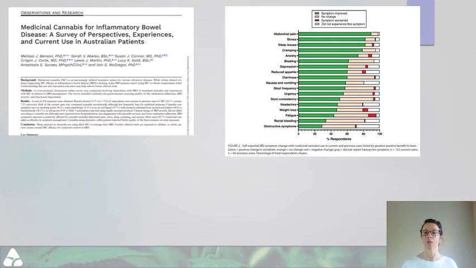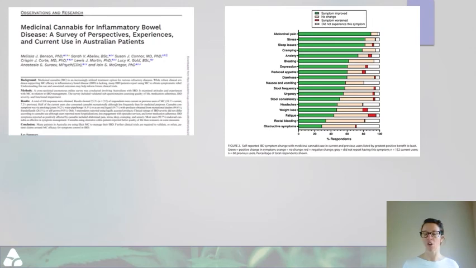They asked people what symptoms specifically are improved by their cannabis use. You can see the green bars here denote those which are improved, and the red is symptoms which are worsened. The symptoms most often improved are actually abdominal pain, stress, sleep issues, cramping, anxiety, bloating, and depression. So you can see half of those are physical changes, things like abdominal pain, cramping, and bloating, but half of them are psychological measures.